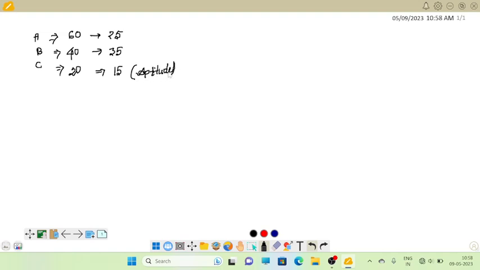Sorry about the bad handwriting, I am not habituated with this pad. So you can see, sorry, I made a mistake here. I am really sorry about this.